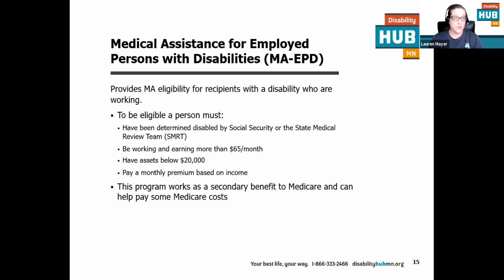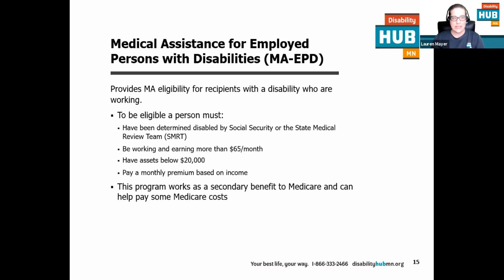You also have to have $20,000 or below in assets, which is really nice because that's a bump up. The normal MA asset limit is $3,000, but in this program, you can have up to $20,000 in assets. So it's a nice one for people who are maybe thinking about building up some of those assets. It is not a free MA program, so you do end up paying a monthly premium. However, that premium is based on your income. So it's a sliding scale premium, and you will pay just based on however much your income is.